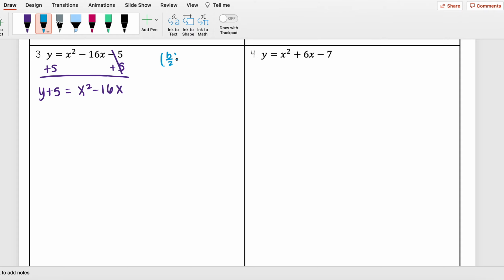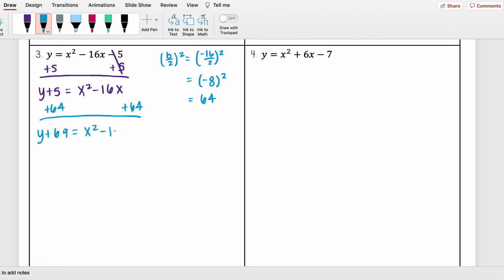So I'm going to take half of b and square it, so my b here is negative 16. Negative 16 divided by 2, I get negative 8. Negative 8 times negative 8, I get 64. So I'm going to add 64 to both sides. So 5 plus 64, I get 69, is equal to x squared minus 16x plus 64.